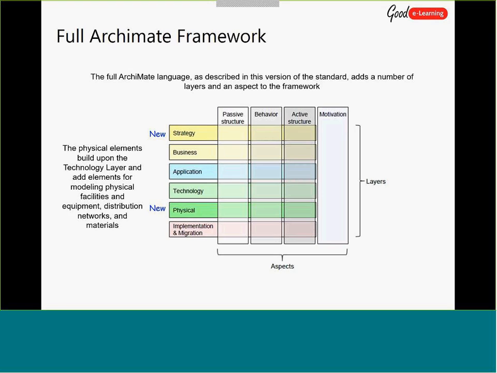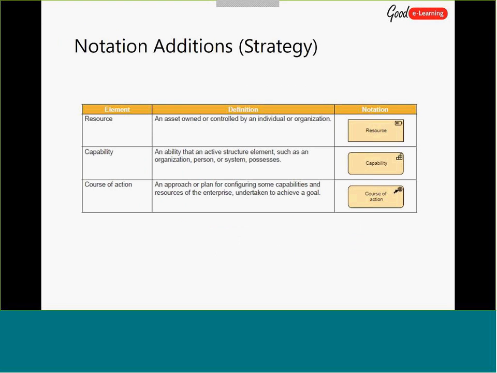So again, strategy and physical were the added elements. A couple of notational considerations here. For example, resource, capability, and course of action were notational elements that were added here. So always what we're trying to think about when we think about ArchiMate and TOGAF 9.1 integration is where does the actual layer sit in regards to TOGAF itself, but also how do we represent that from a modeling communication perspective when we actually create these notational languages to communicate.